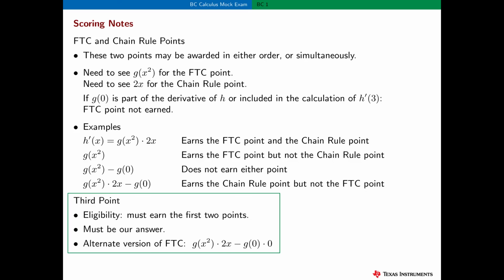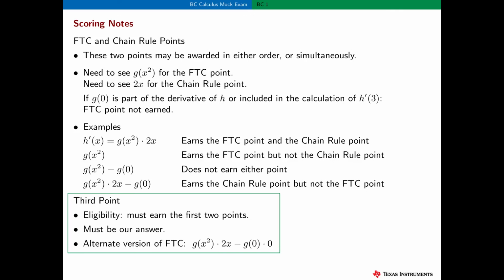There is an eligibility criteria for the third point. The student must earn the first 2 points to be eligible for the third, and it must be our answer minus 72. Note that the negative sign is associated with the answer point. So if the student does not account for the bounds reversal, they cannot earn the third point.